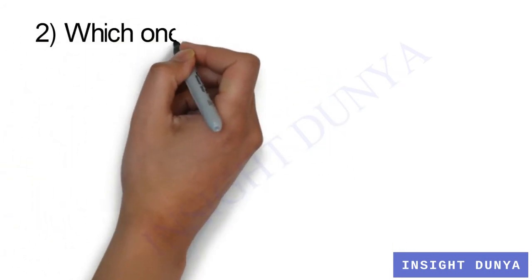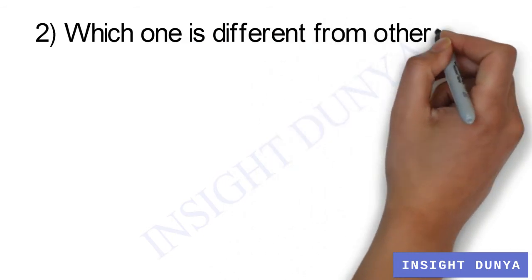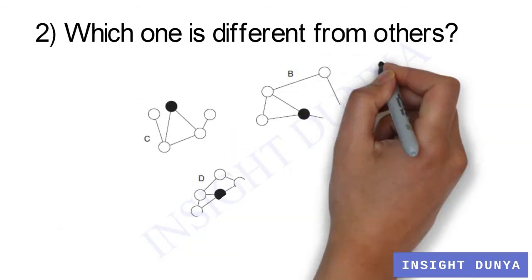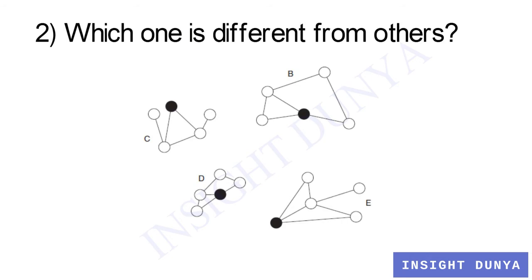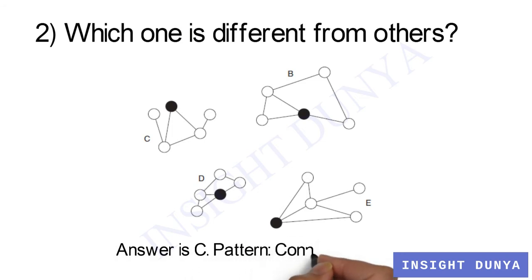Now look at question number 2. In this question, we have to find one shape which has a different pattern as compared to the rest of the 3 shapes. You may find that in shape C, one black dot is connected to 2 white dots, while in all the other shapes, the black dot is linked with 3 white dots. Therefore, C is the required shape. Answer is C. The pattern is to find the odd shape based on connection of dots.